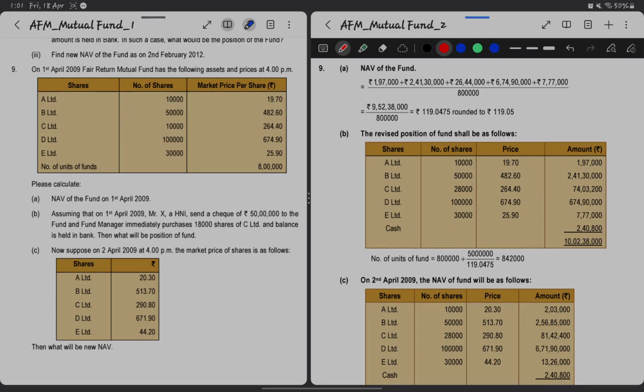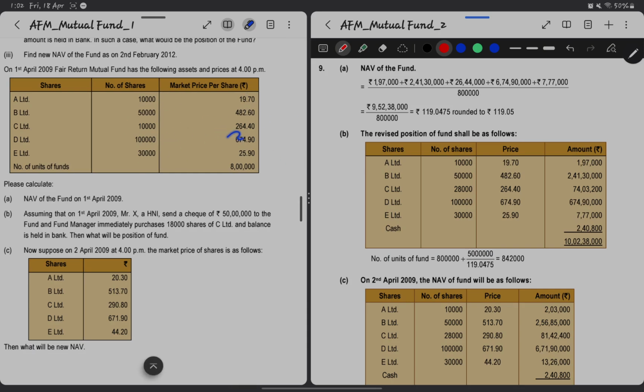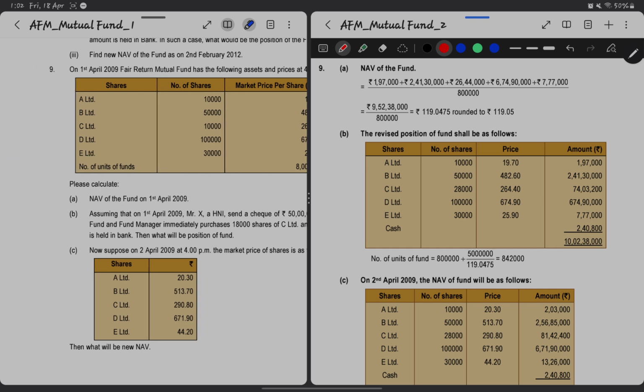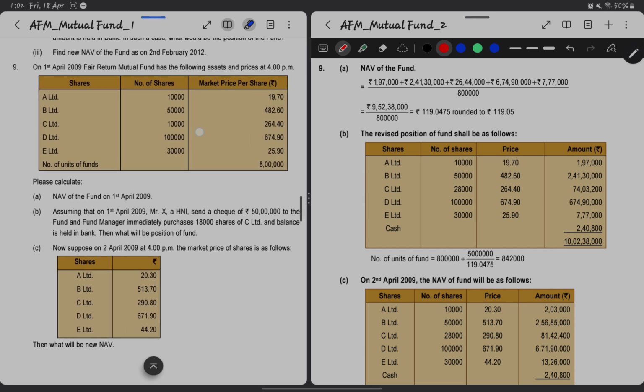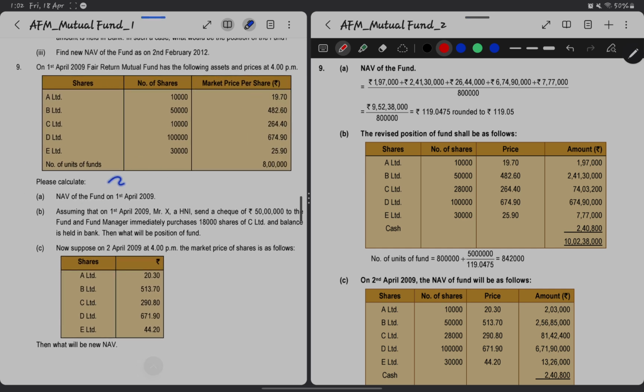Hi CA students, let's revise CA Final AFM Chapter 8 Mutual Funds Practical Question 9. On 1st April 2009, Fair Return Mutual Fund has the following assets and prices at 4 pm. They have given the list of shares wherein the mutual fund scheme has invested, and the number of shares and market price per share are there. The requirement of the question is: calculate the NAV on 1st April 2009.